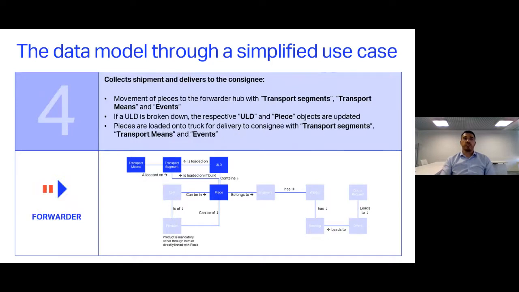The fourth step after that: the truck has departed from the carrier domain and is moving to the forwarder hub. So basically this movement is recorded through a transport segment and transport means, with also arrival and departure events that are added to these elements. At this stage, if the forwarder needs to break down the ULD, of course the ULD and pieces objects are updated because you virtually remove the link between the pieces and the ULD that they were in. And the next step is, of course, the loading of the pieces, usually into a truck, for delivery to a consignee. So as well, this is captured via transport segments and transport means and different events to capture the departure and arrival.